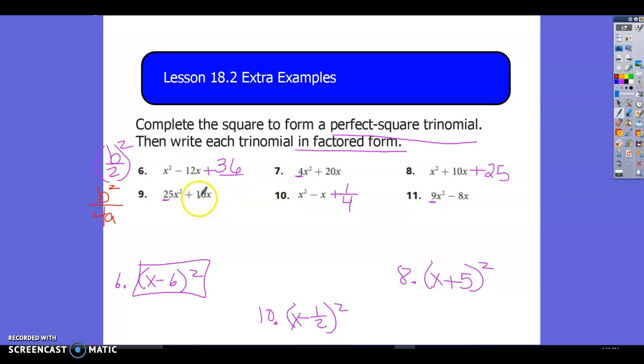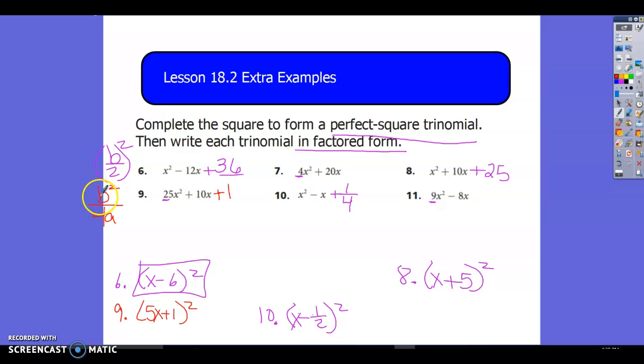So b in this case is 10. 10 squared is 100. 100 divided by 4 times 25. 4 times 25 is 100. So 100 divided by 100 is 1. All right, so let's write that in factored form. It'd be 5x plus 1 quantity squared.